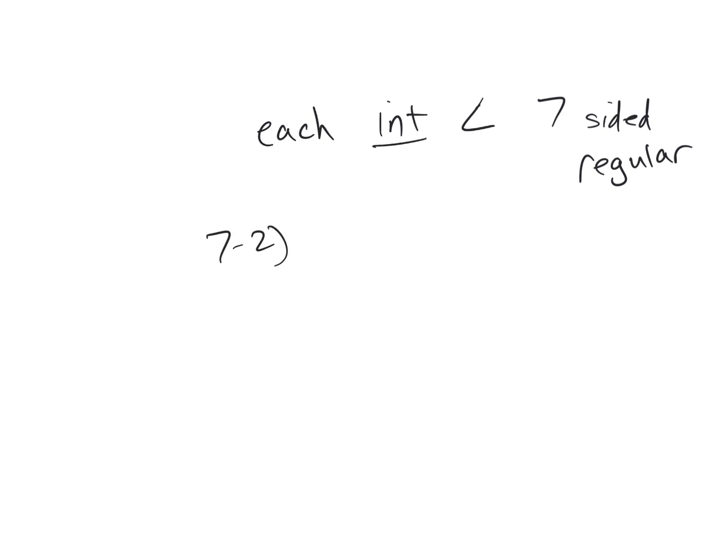I would like to know each interior angle of a 7-sided figure. Regular figure. Regular means they're all the same. All right, so here's how you do this. First of all, we want interior angles. So 7 minus 2 times 180 is going to give me what they all add up to. So 5 times 180 is going to give me 900. Well, how many angles are there? 7, and they're all the same, right? So if I just divide that by 7, won't that give me each one?